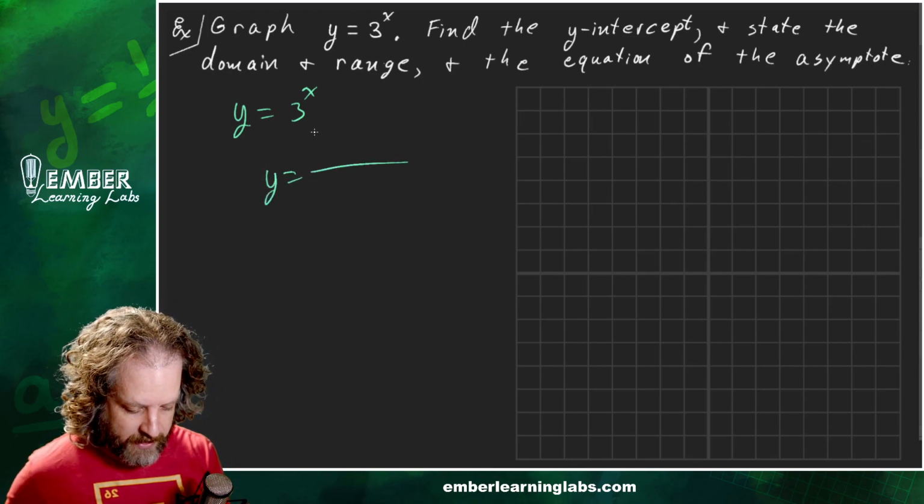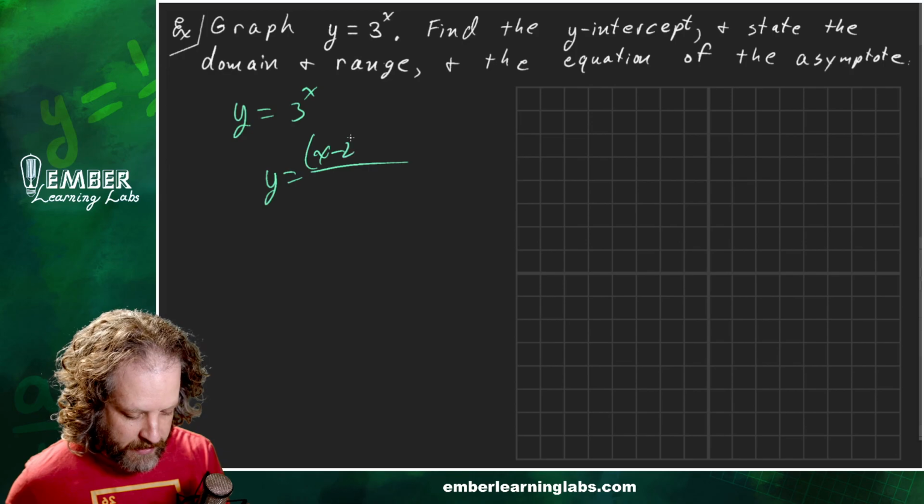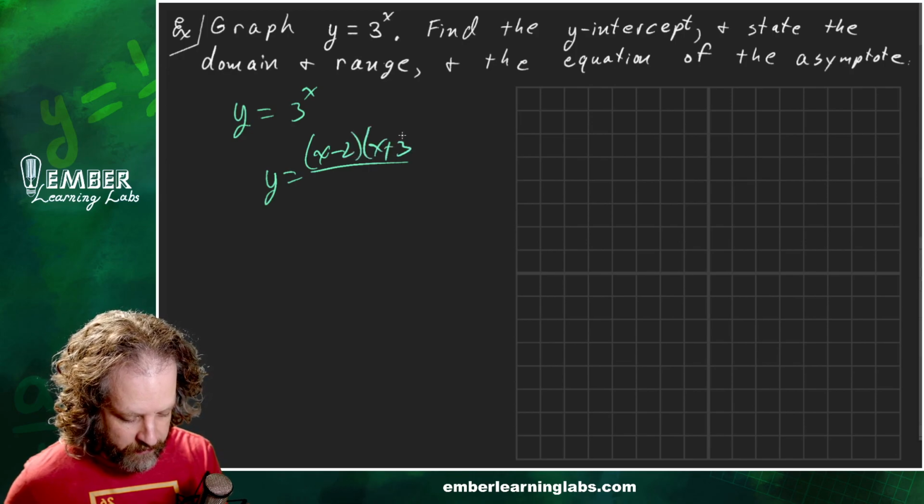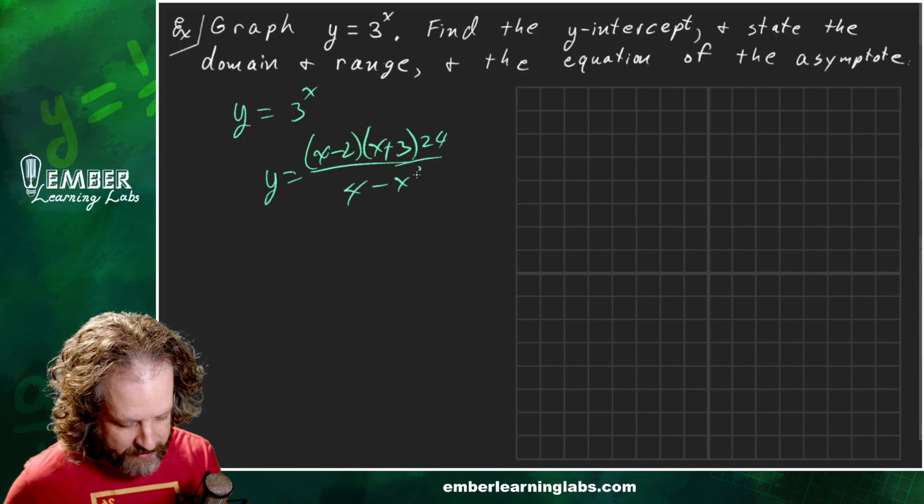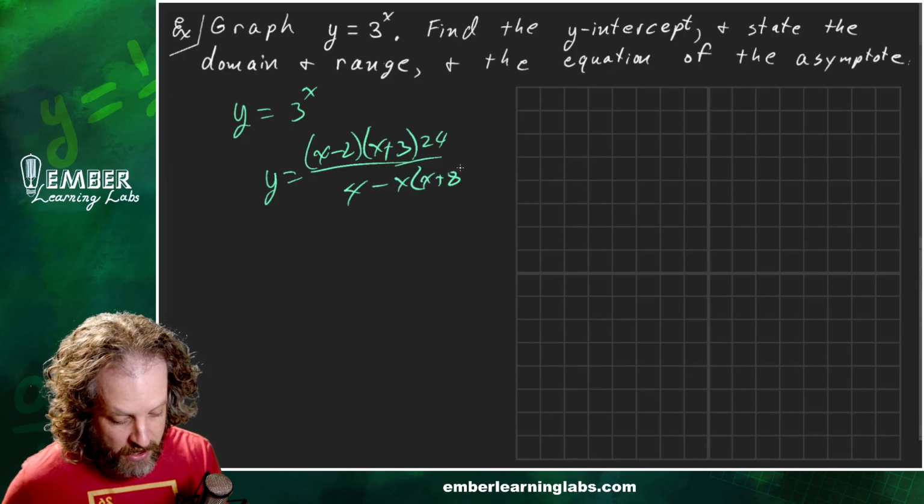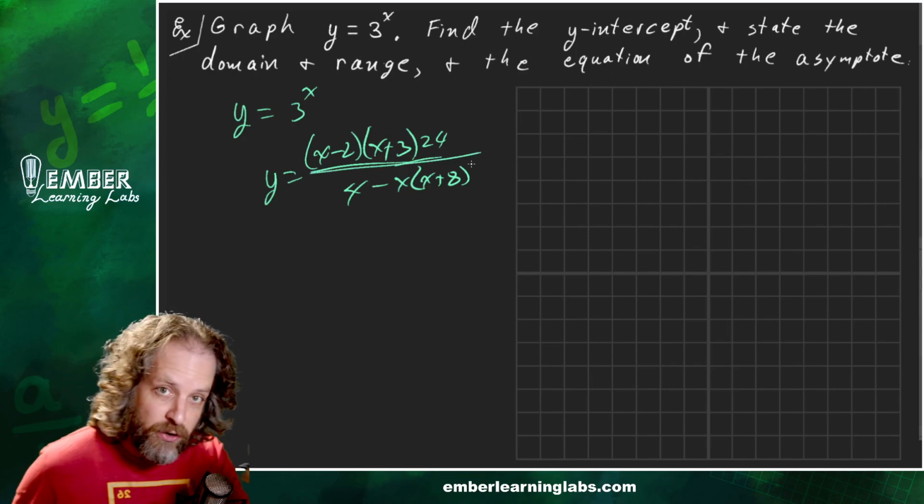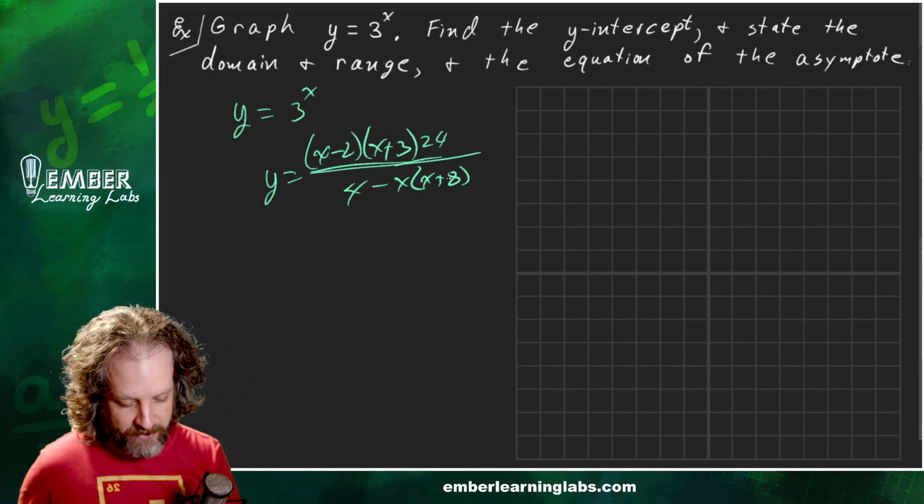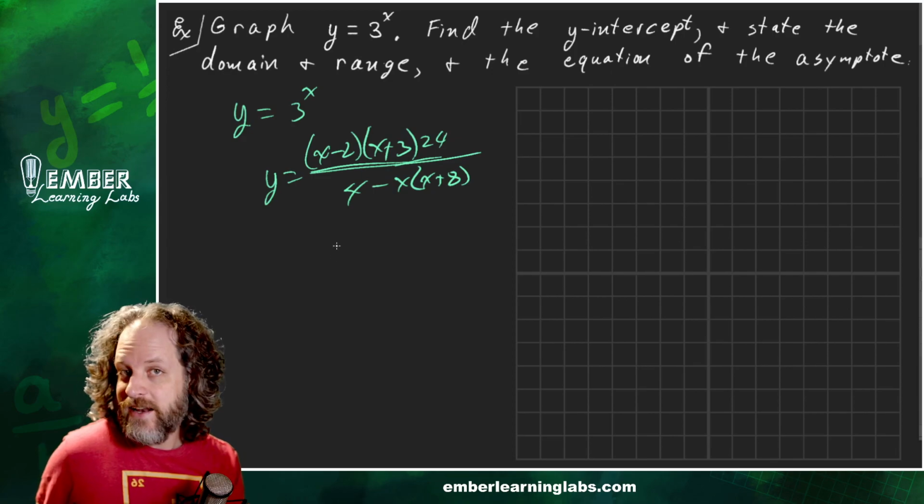If you can do something like this, which is relatively simple, then you can honestly get some graph for something really complicated, like y equals (x minus 2)(x plus 3) times 24 over x times (x plus 8). You could graph this right now using the technique I'm about to show you.